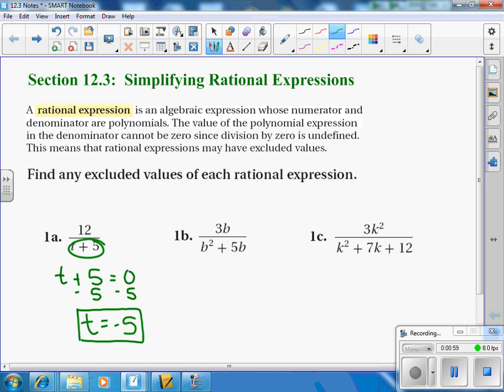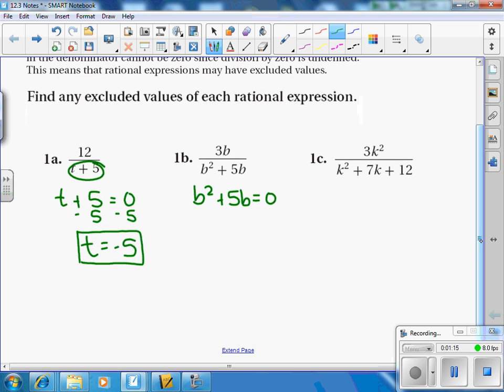The next one, though, I can't just set this stuff equal to 0 and solve, because I have b's in b squared and 5b. So in order to get b by itself, what I need to do is factor this, and then remember the zero product property. If two things multiply together and they equal 0, that means we can set them both equal to 0. So how would I factor b squared plus 12b?